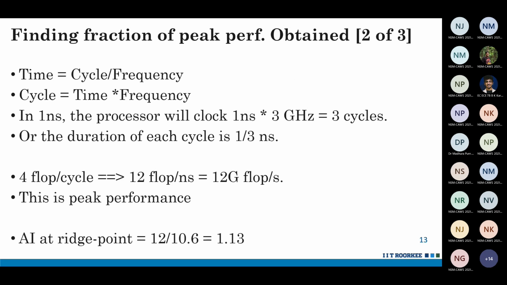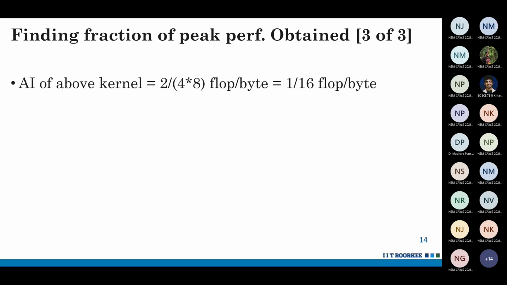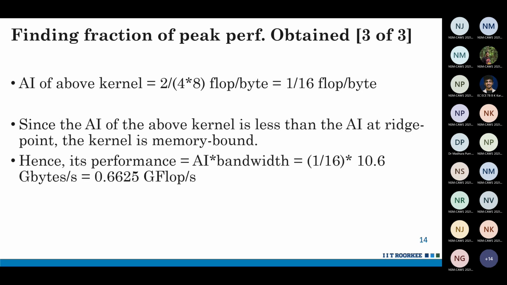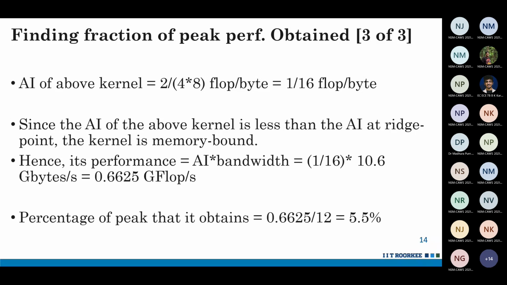And the AI at the ridge point was 1.13. As 1 by 16 is much smaller than 1.13, the kernel is in the memory bound region. In the memory bound region, the performance is AI into bandwidth. So AI is 1 by 16 and bandwidth is 10.6 gigabytes per second. So that is 0.6625 gigaflops per second. They are asking the percentage of peak performance that it obtains. So that is 0.6625 gigaflops per second divided by peak performance, that is 12 gigaflops per second. That will come out to be 5.5 percent.